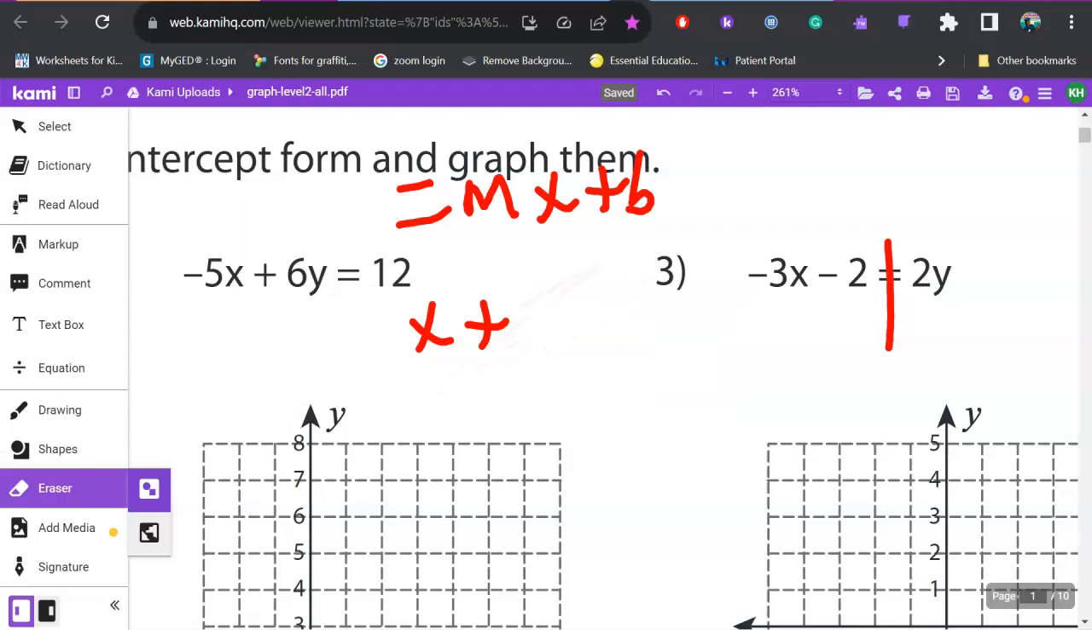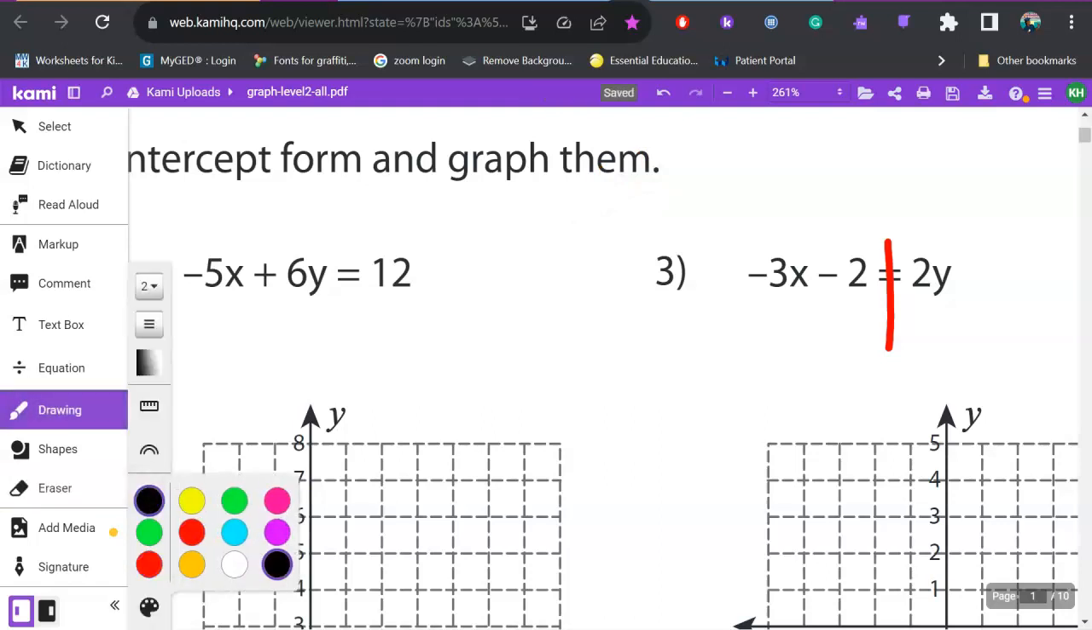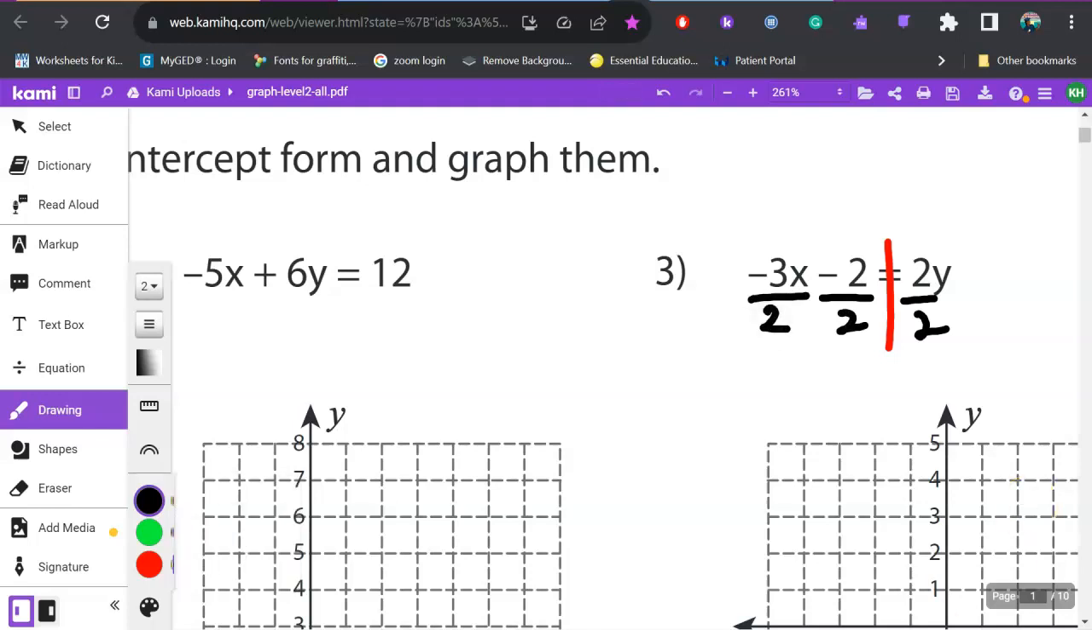But we do need to get rid of the 2 that's with the y. And we know to get rid of the 2, we need to divide it out, just like we did for number 1 and number 2. So I'm going to divide out 2 here, 2 here, and 2 here. Now, negative 3 over 2x is not going to reduce, so I'm going to keep it as negative 3 over 2. I'm just going to put my x beside it. It doesn't matter if it's on top or the bottom or beside it. Same thing.